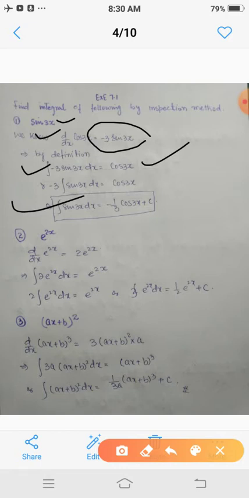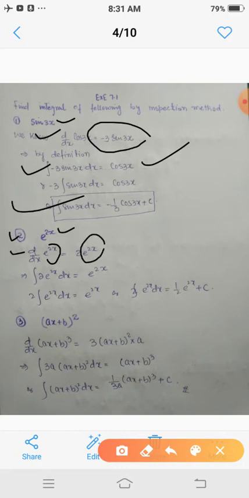Now the second problem is e raised to power 2x. Think of that function whose derivative contains this e raised to power 2x. Definitely that function is e raised to power 2x, because the differentiation of e raised to power x is e raised to power x, which implies that the differentiation of e raised to power 2x is 2 times e raised to power 2x, because firstly we have to differentiate the base, then the power. So the derivative of e raised to power 2x contains e raised to power 2x without constants.